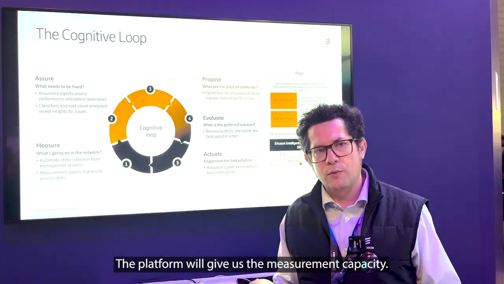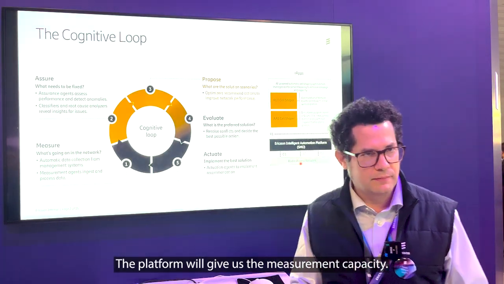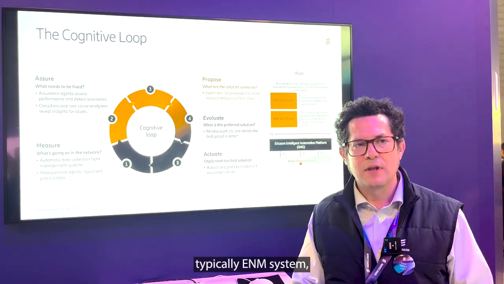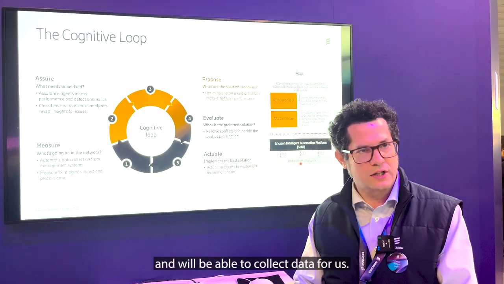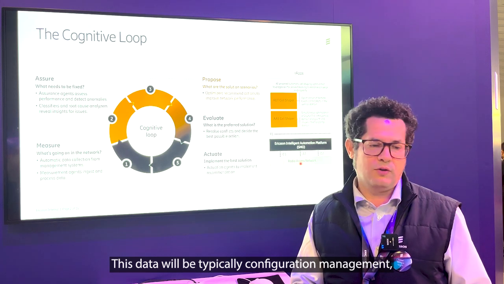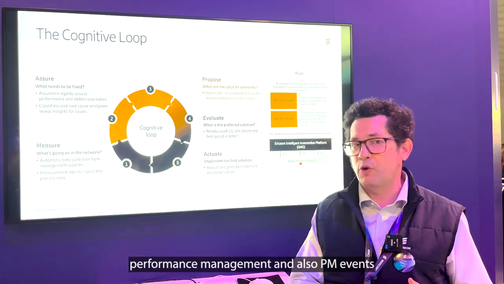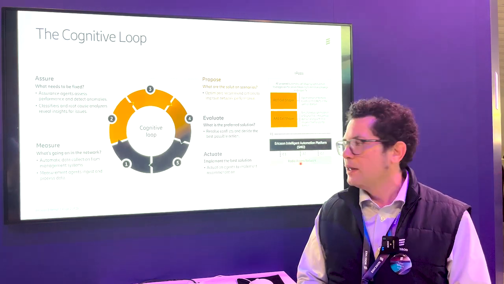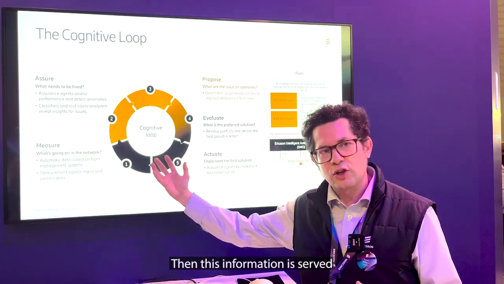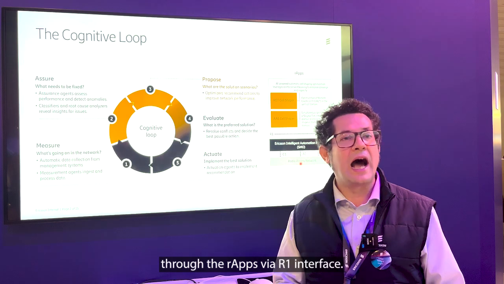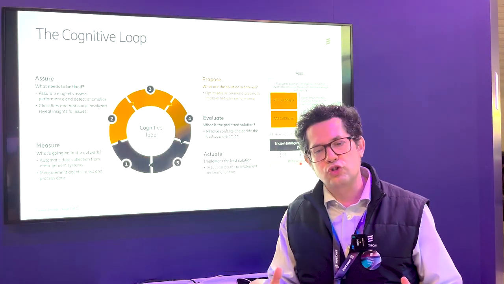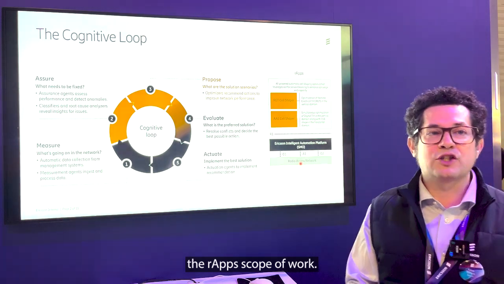The platform will give us the measurement capacity. This platform will interact with the network, typically the ENM system, and will be able to collect data for us. This data will typically be configuration management, performance management, and also PM events that we can later use. Then this information is served to the rApps via the R1 interface, and this is where the orange color starts, which denotes the rApp scope of work.